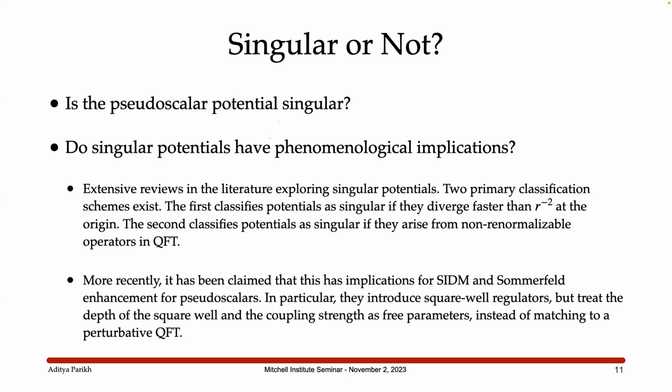So essentially what ends up happening is they claim they find Sommerfeld peaks, and those peaks are essentially coming from this square well potential having near threshold bound states. So anytime those near threshold bound states cross 0, you see the Sommerfeld peak, and they claim that it has implications. But because they're allowing these things to be free parameters, they're not actually matching it to a perturbative QFT. And so this is essentially the reason where their analysis starts to break down.